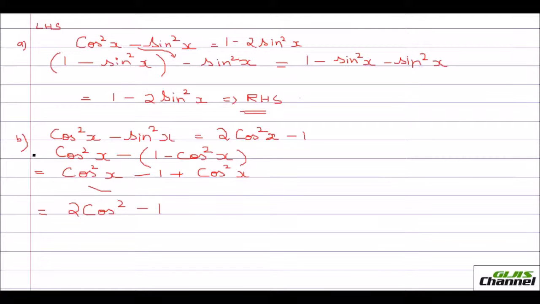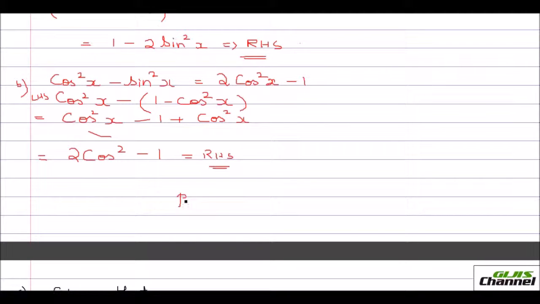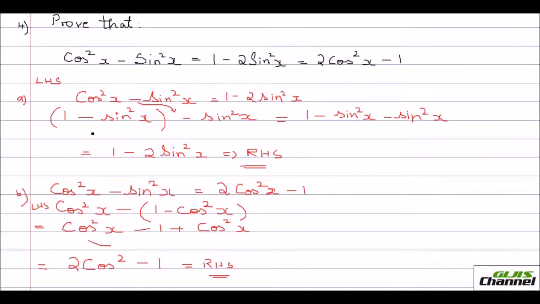Understood? So we started with the LHS and you have arrived at the RHS. Hence, it is proved. So the same question, we have made it in two different forms. So it should strike you what you have to do. For that you have to see the right hand side, and you have to take the left hand side terms in accordance with the right hand side.